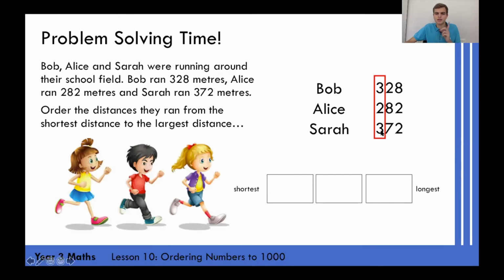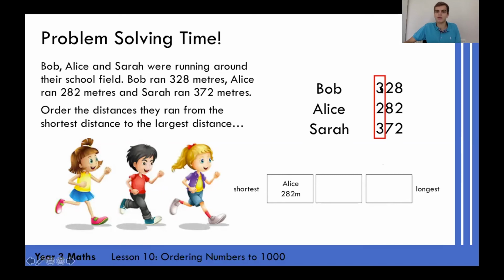So which one is the smallest or the shortest distance? Yeah, it's going to be Alice, because she's run quite a long way, hasn't she? But she hasn't run as far, because the others have got 300s. This one's got 200. So I'm going to put that in, Alice ran the shortest distance. Can I compare Bob and Sarah by looking just at the hundreds column? No, I can't. Why? Yeah, because they're equal.